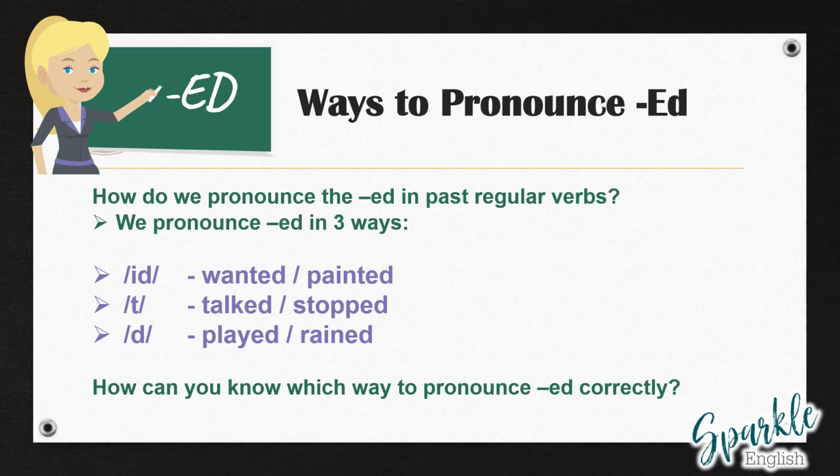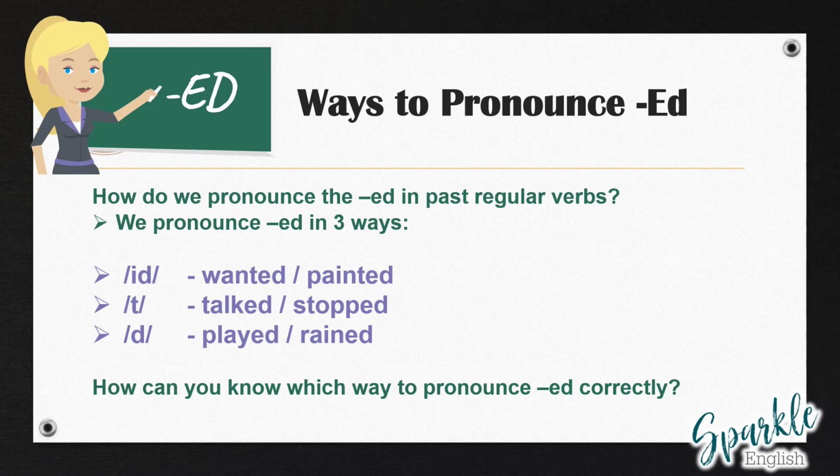The first is id, id. And listen carefully. Wanted, painted. The second one is t, t. Talked, stopped. We don't say talk-ed or stopp-ed, and a lot of times when people are reading English out loud, they have a tendency to read it that way because they know that with many words it is wanted or painted, but that is incorrect. It's talked, stopped. And the last one is just a D sound.